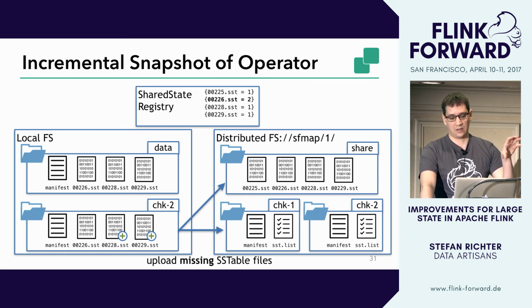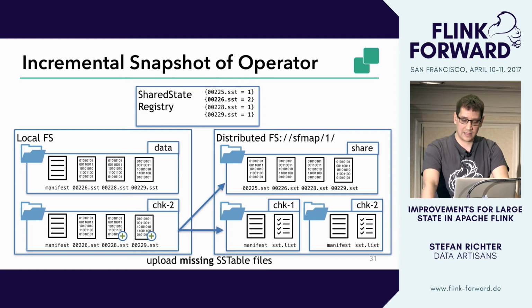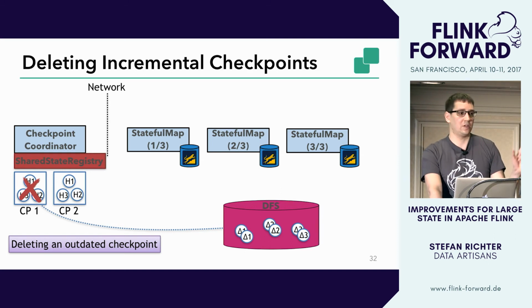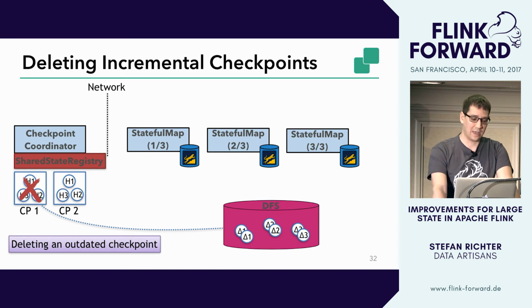new entries of the newly referenced files, in particular 228 and 229, which are only referenced by checkpoint 2, but 226 is referenced now by checkpoint 1 and checkpoint 2. This is important if we want to delete incremental checkpoints. Now, assume we only have a window that we always want to keep one incremental checkpoint at a time. So that means after checkpoint 2 is completed, we want to delete checkpoint number 1.